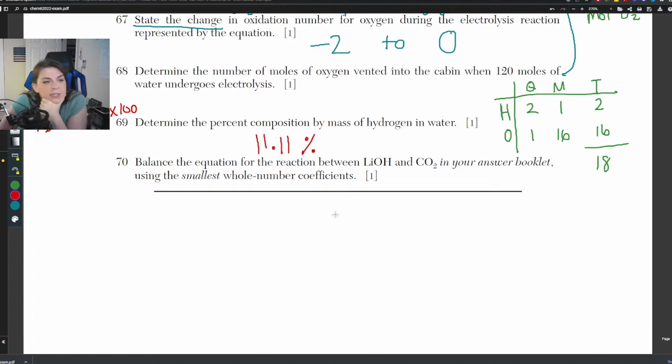Question 70. Balance the equation for the reaction between lithium hydroxide and carbon dioxide in your answer booklet using the smallest whole number coefficients. I don't know what the product of this reaction is. Lithium hydroxide and carbon dioxide. Is it lithium carbonate and water?